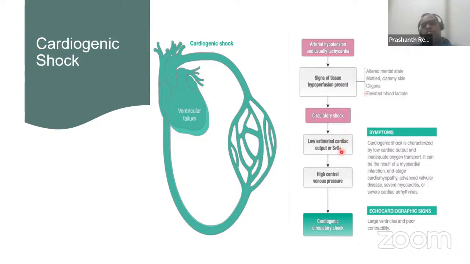In cardiogenic shock, there is usually low cardiac output, and SvO2, that is mixed venous oxygen saturation, is also low, but central venous pressure is high. Echocardiography is diagnostic. The most common cause is myocardial infarction. Other causes can be a decompensating cardiomyopathy or severe valvular disease. All this can lead to cardiogenic shock.